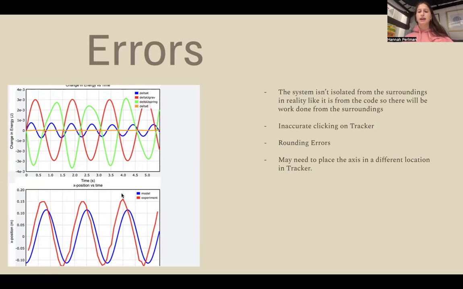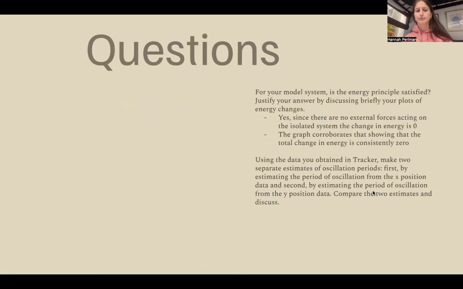And the errors that I can conclude from this is that the system isn't really isolated in reality like it is from the code. So there will be work done in the surroundings. There was inaccurate clicking on my part on Tracker, and there were rounding errors. I may have also needed to place the axis in a different location on Tracker because that's why my Y values might have always been negative. That's probably the error on my part.